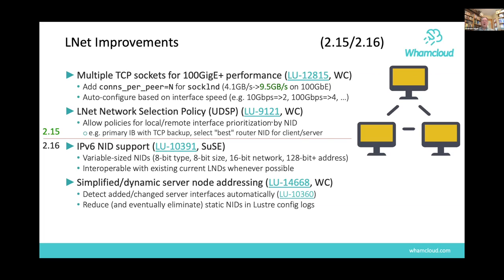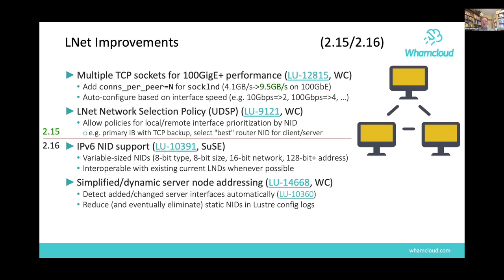The LNet selection policy allows tuning on NUMA systems and systems that have non-uniform multi-rail. So for instance, IB and TCP, you could say, only use IB unless it's down, various things like that. Upcoming in 2.16, Neil Brown from SUSE has been doing quite a bit of work together with James Simmons on IPv6, and a lot of the infrastructure went into 2.15.